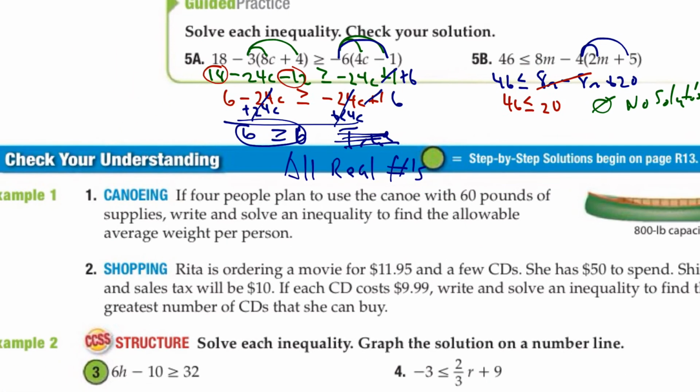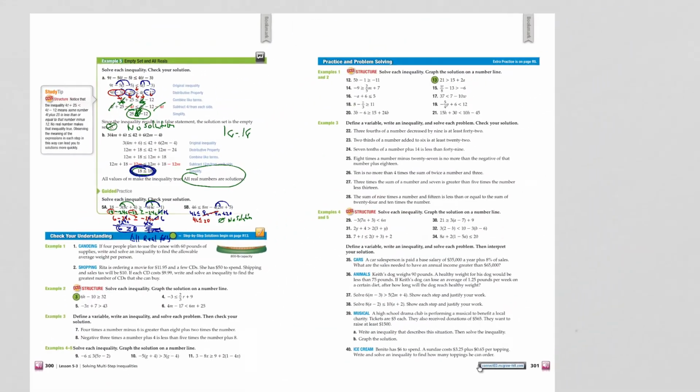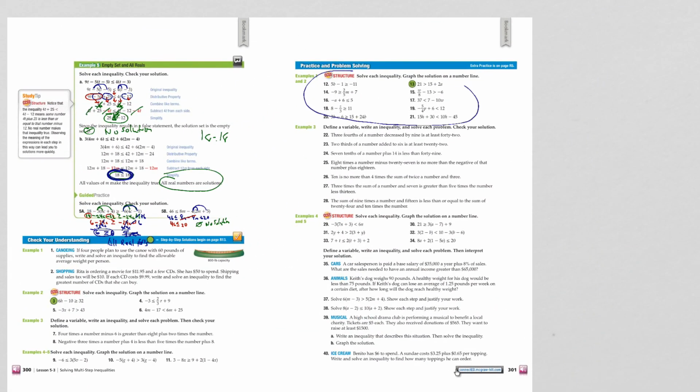Alright. Now, your homework is this section right here, all of them, and this section right here, all of them. Alright, let's get to work.